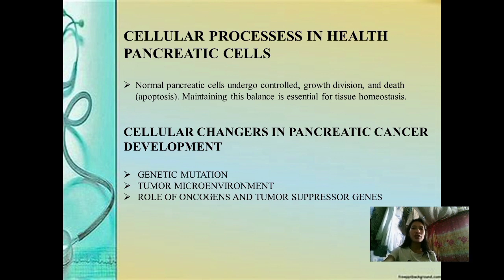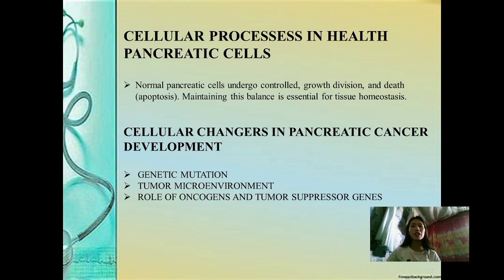Oncogenes are genes that, when mutated or activated, can promote cancer development. They often encode proteins involved in cell growth, division, or survival. When these genes undergo mutations or overexpress, they can drive cells to proliferate excessively or resist programmed cell death, or apoptosis. This uncontrolled cell growth can contribute to the formation and progression of cancer.